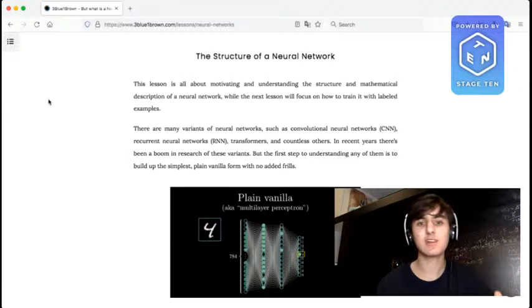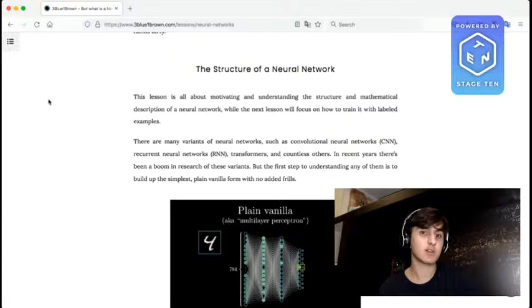So let's get into the structure of a neural network. This lesson is all about motivating and understanding the structure and mathematical description of a neural network, while the next lesson will focus on how to train it with labeled examples.